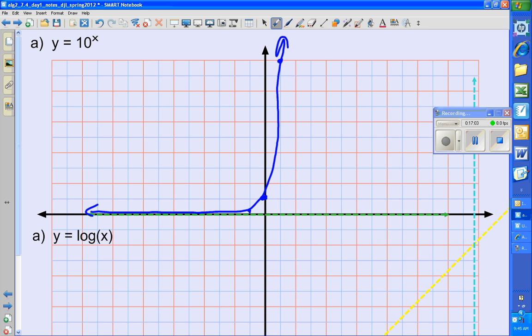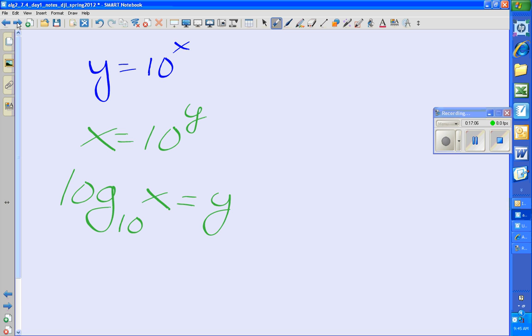Okay? Now take a look at this. We've just been looking at how we find inverses. y equals 10 to the x. That's the function we just worked with. If we switch the x's and y's, we get x equals 10 to the y. And if we solve for y, you get log base 10 of x is equal to y. That means that y equals 10 to the x and y equals log base 10 of x are inverse functions.